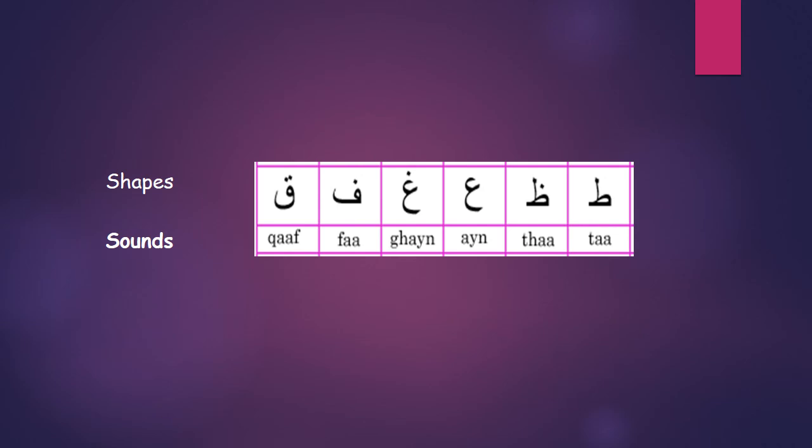At the end of the lesson, look at the shapes and sounds of the Huroof al Hijaa again. Ta, za, ain, ghain, fa, qaf.